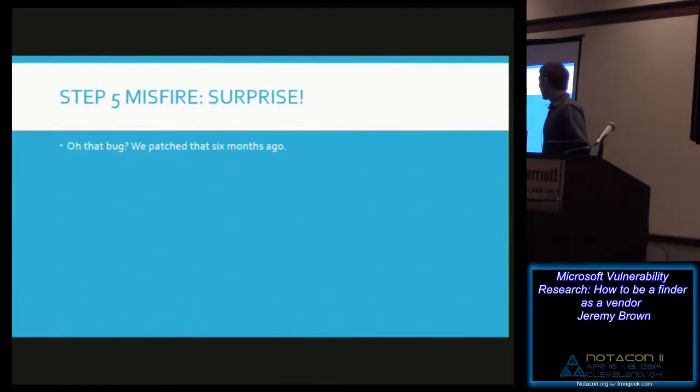And another surprise: oh, we fixed that bug 6 months ago, we just never told you about it. That's another thing we run into, and that's why we have to keep constant communication with the vendor, to make sure they actually fix it and tell us when they fix it, so we can release an advisory and tell everyone that it is fixed and they need to upgrade.